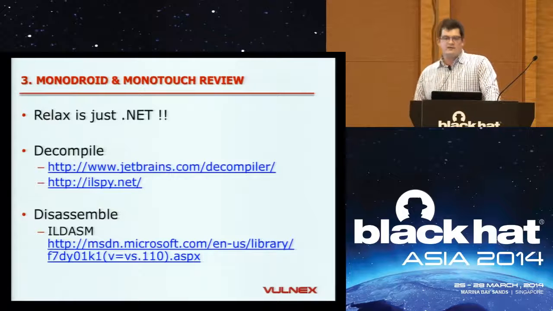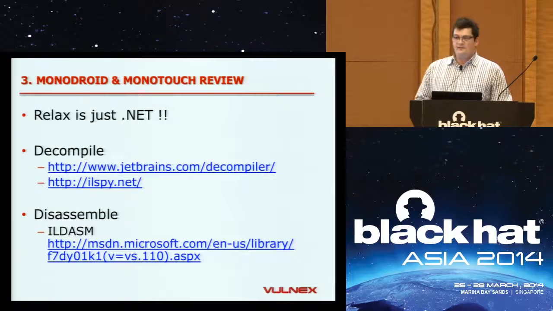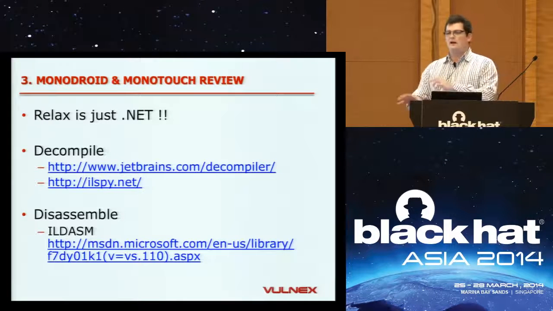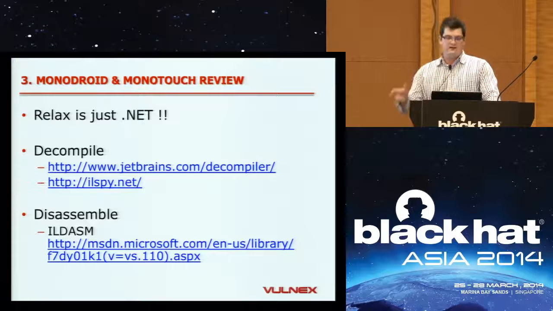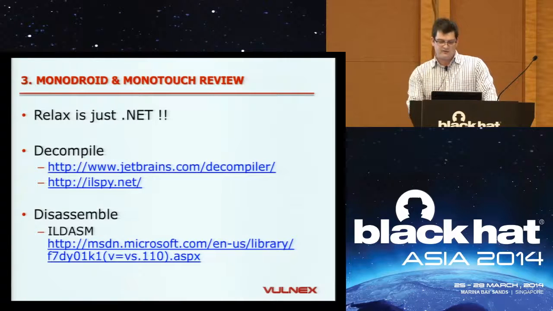How do we want to review this? I mean, this is quite easy, right? It's .NET. We have been doing .NET reversing for a long time. I guess many of you are really familiar with it. So it's just regular .NET reversing. We just take all these DLLs and use different tools like decompilers and disassemblers, and then we can get the entire code of the mobile application there.